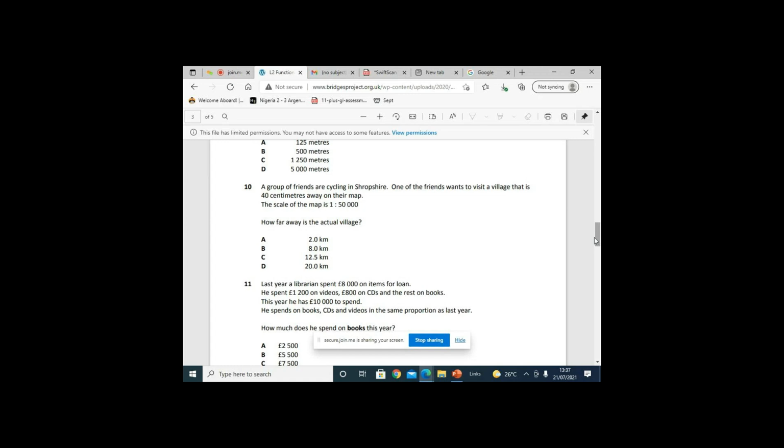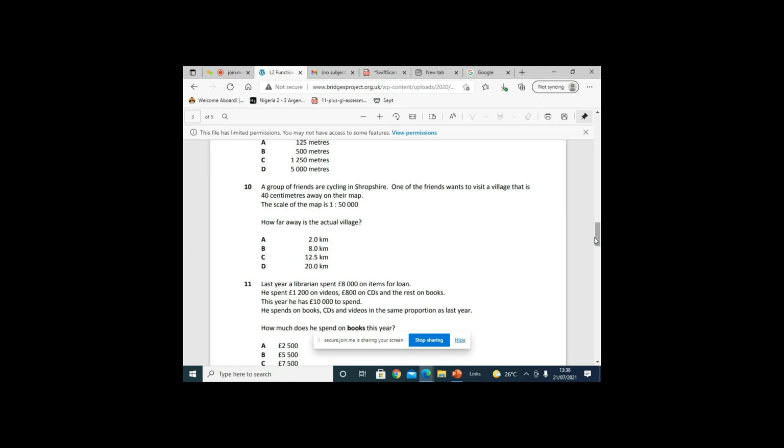Two kilometers? Is it between A or D? You have to be sure. Is it 20 or 2? If you convert 50,000 centimeters to kilometers, you divide it by 100 first. That's going to be 500. Divide by 1,000 again. It's going to be 0.5.